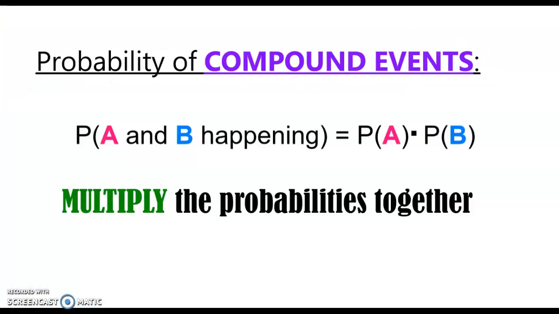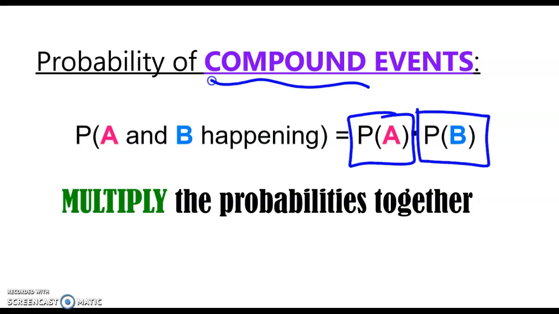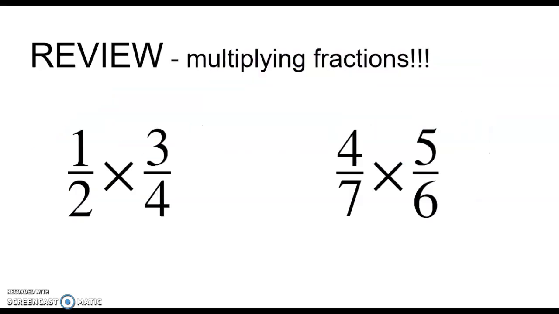Okay, and for both types of these compound events, you're going to be multiplying the probability of the first event times the probability of the second event happening. Okay, and that will give you the overall probability of both things happening. So you multiply those probabilities together.